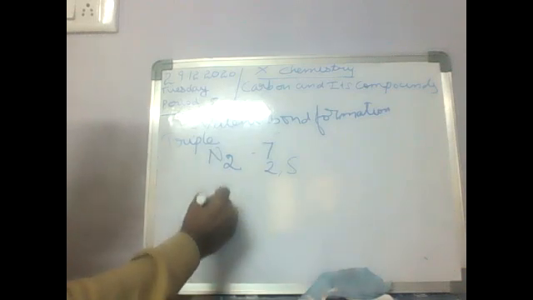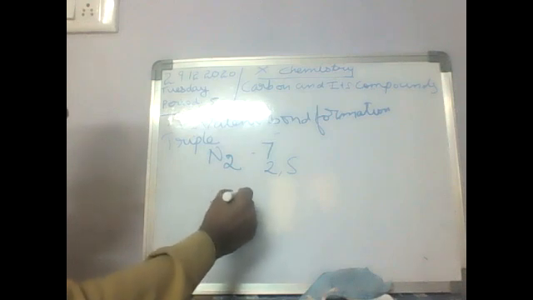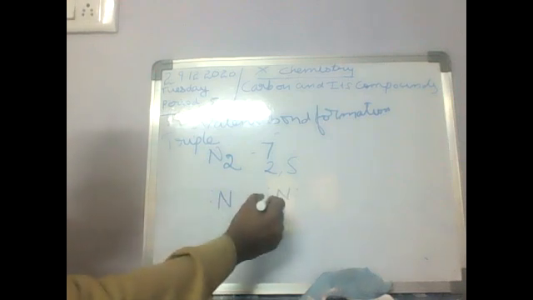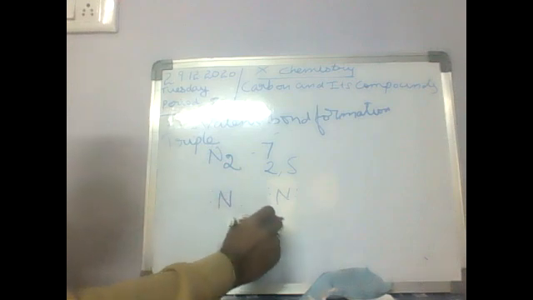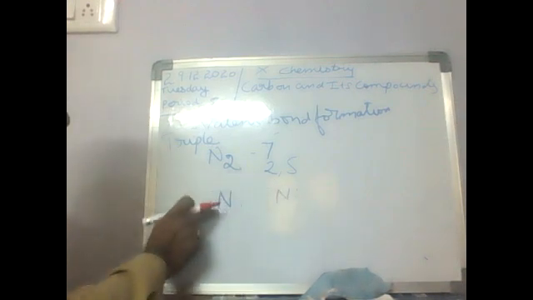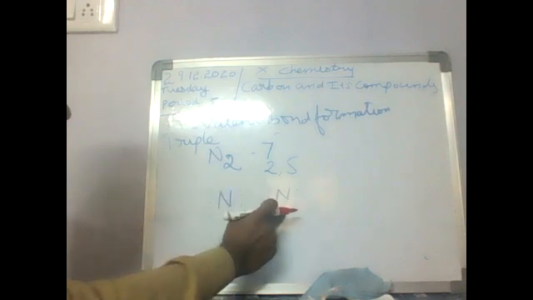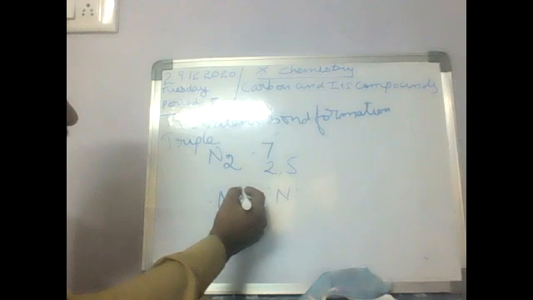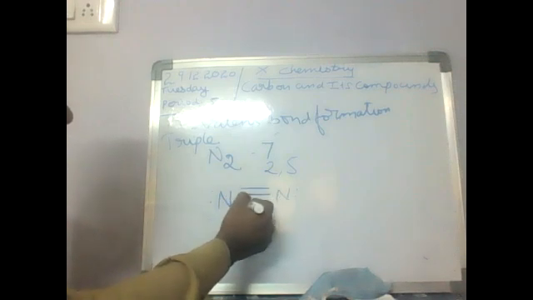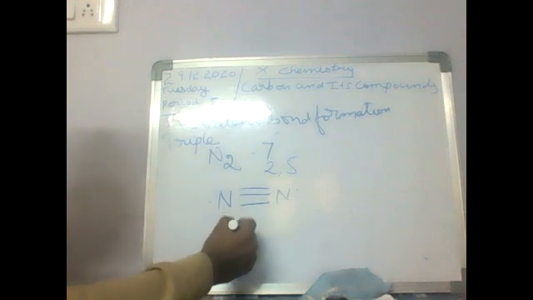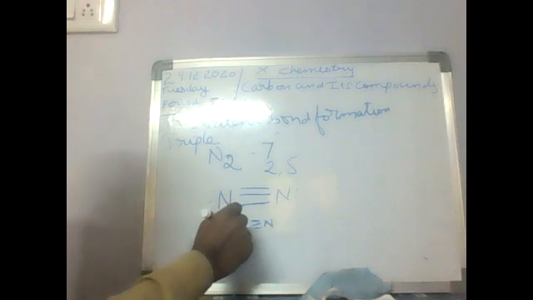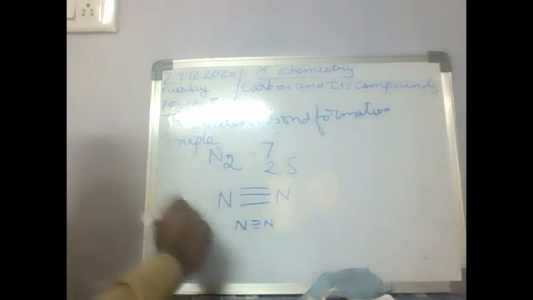So now draw the nitrogen, 1, 2, 1, 2, 3, and another one, 1, 2, 1, 2, 3, like this. This nitrogen atom requires three electrons to complete the octet, and this nitrogen also requires three electrons. So both nitrogen atoms will share their electrons like this and form the bond. Like this it forms the triple bond, N triple bond N. This is an example for triple bond formation.